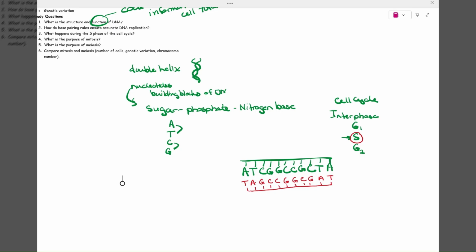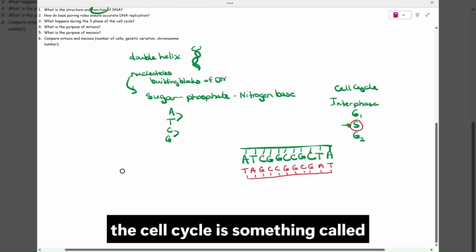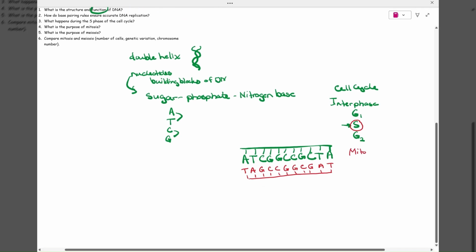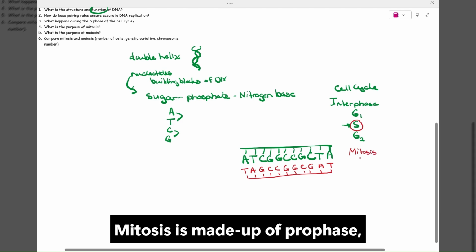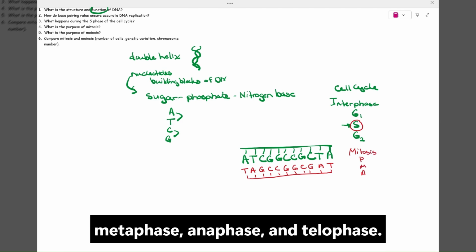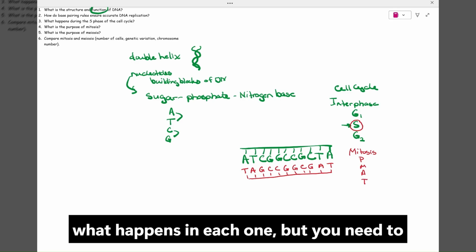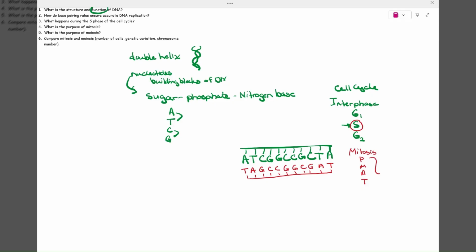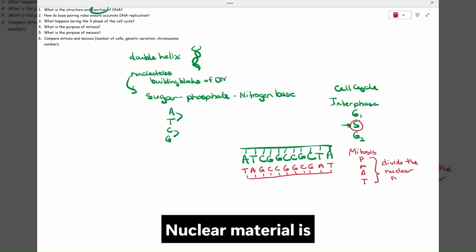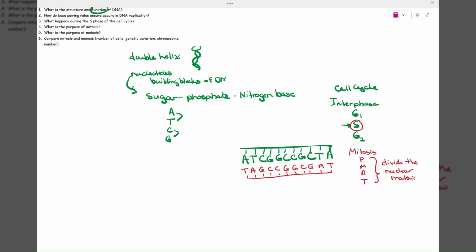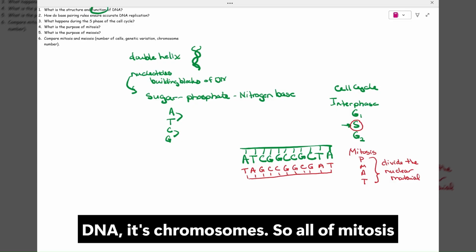The next part of the cell cycle is something called mitosis. Mitosis is made up of prophase, metaphase, anaphase, and telophase. And you don't have to know specifically what happens in each one, but you need to know that this whole process right here, its job is to divide the nuclear material. Nuclear material is DNA. It's chromosomes. So all of mitosis does that.